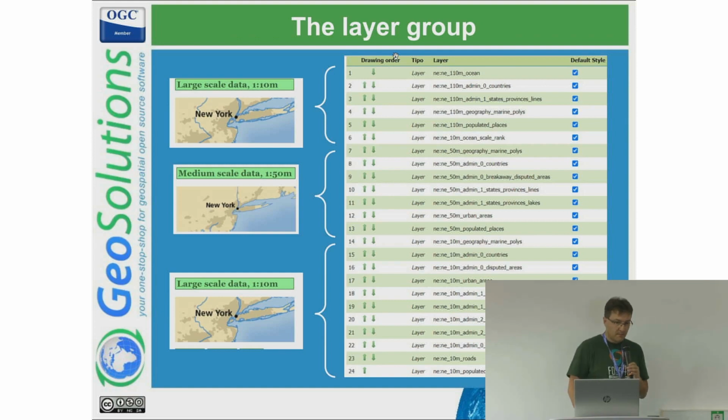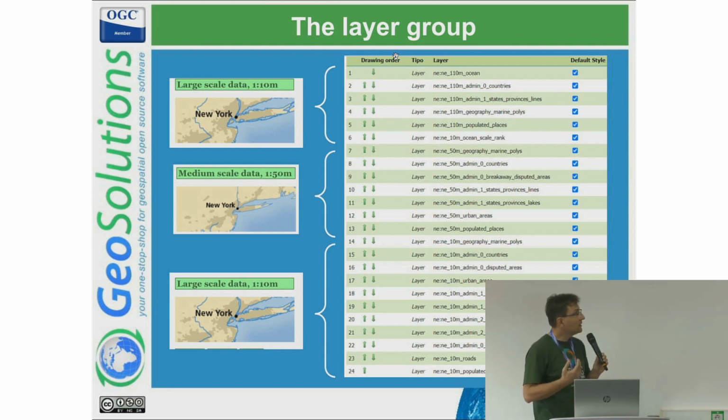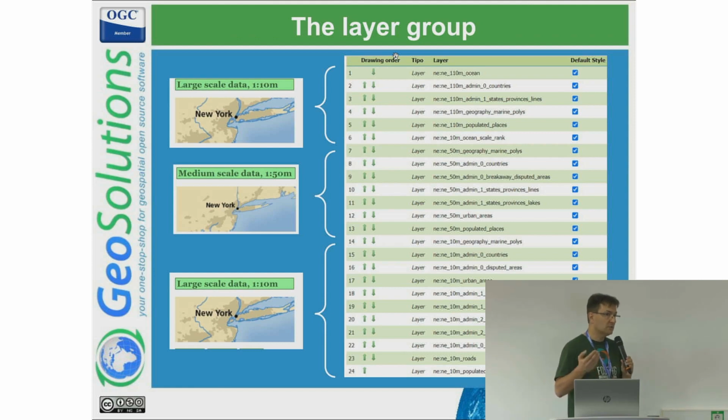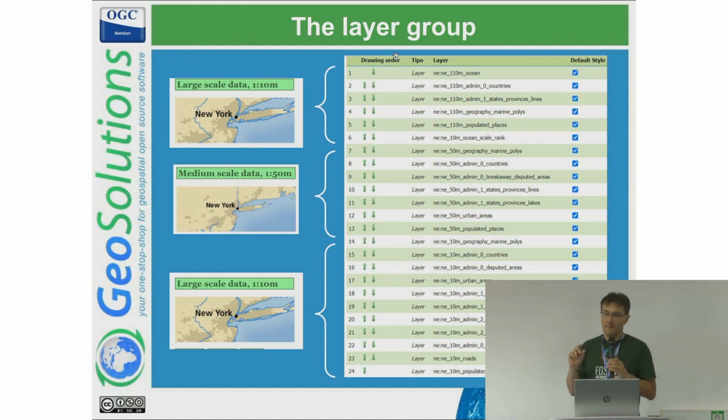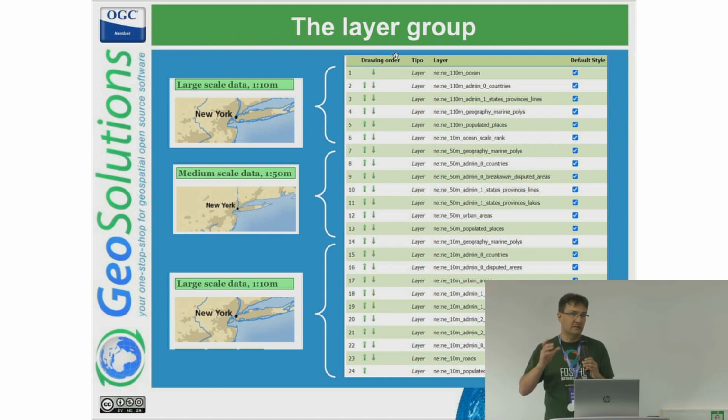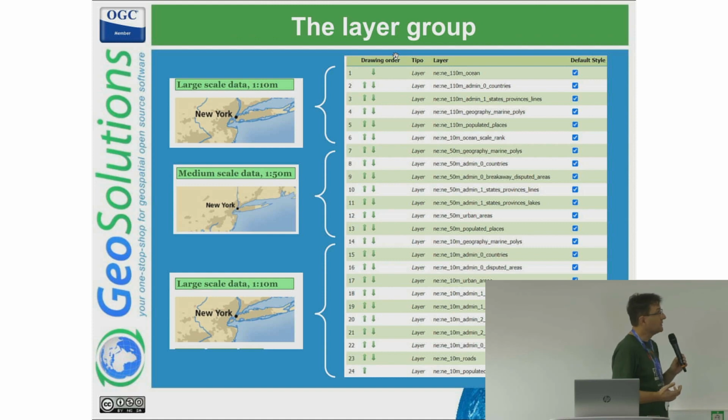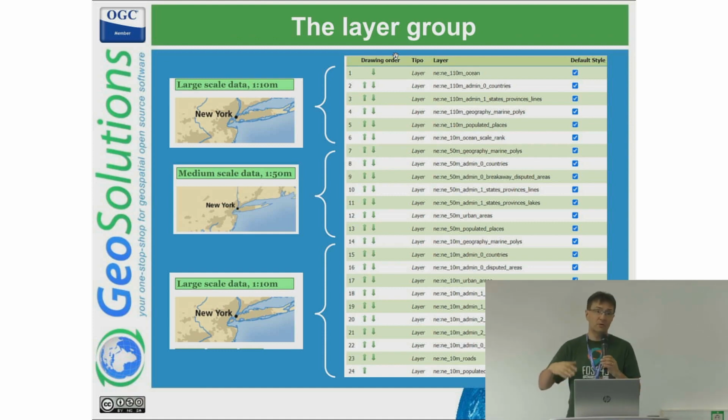Now, all of this is powered by a layer group that contains a stacking of all the various datasets available at 110 million, 50 million, and 10 million. Of course, with the right scale denominator controls in the styles, so that they activate and deactivate as we cross certain scale denominator thresholds. So in this case, at 70 million, we switch from the 110 million dataset to the 50 million dataset. And then at 20 million, we switch from the 50 million dataset to the 10 million dataset.